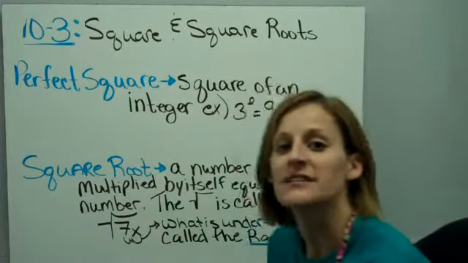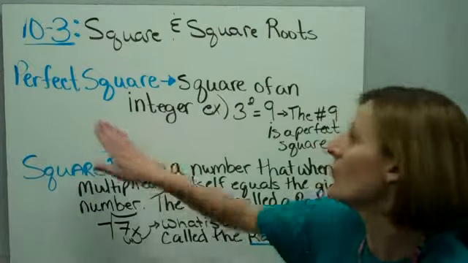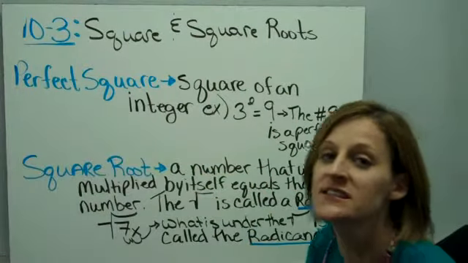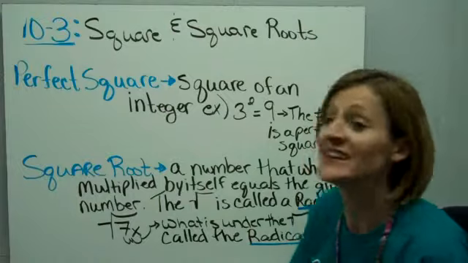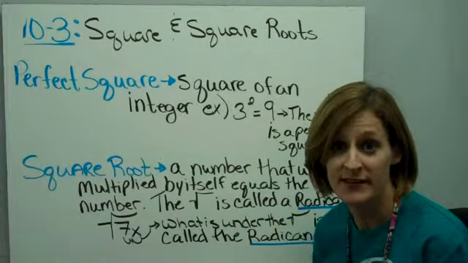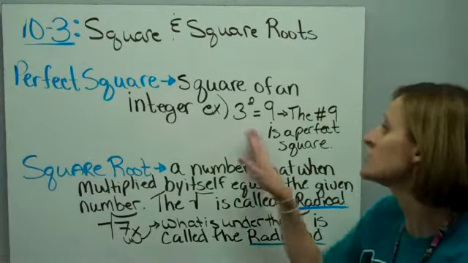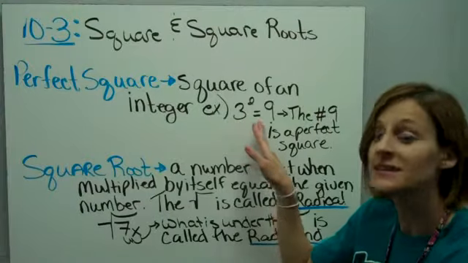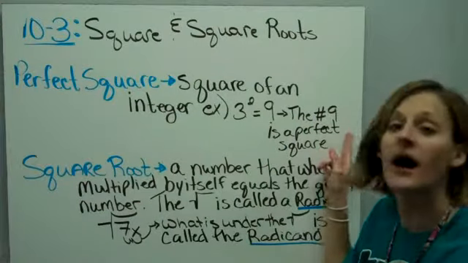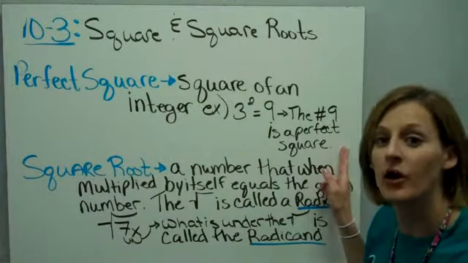Today we're going to look at squares and square roots. Now, we have a perfect square, and this is just the square of an integer. Remember those positive and negative whole numbers. For example, 3 squared is 9, and the number 9 is going to be our perfect square.